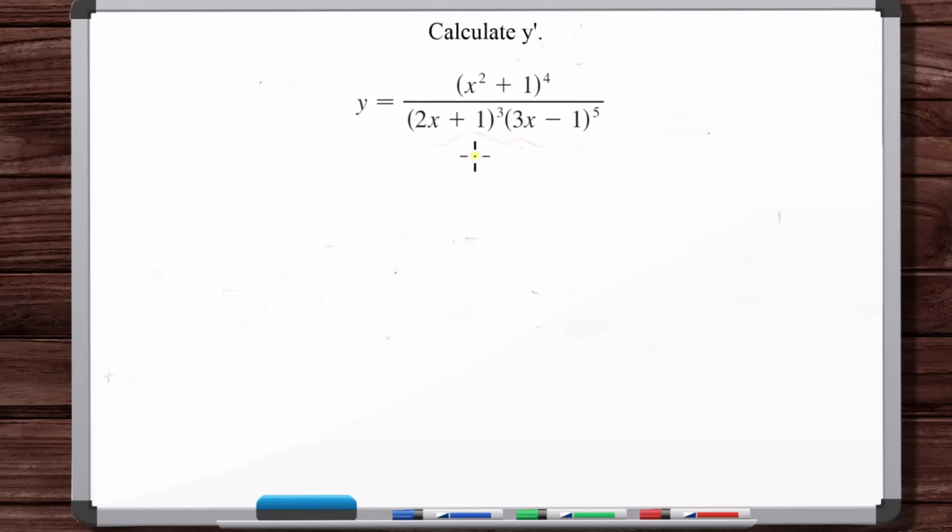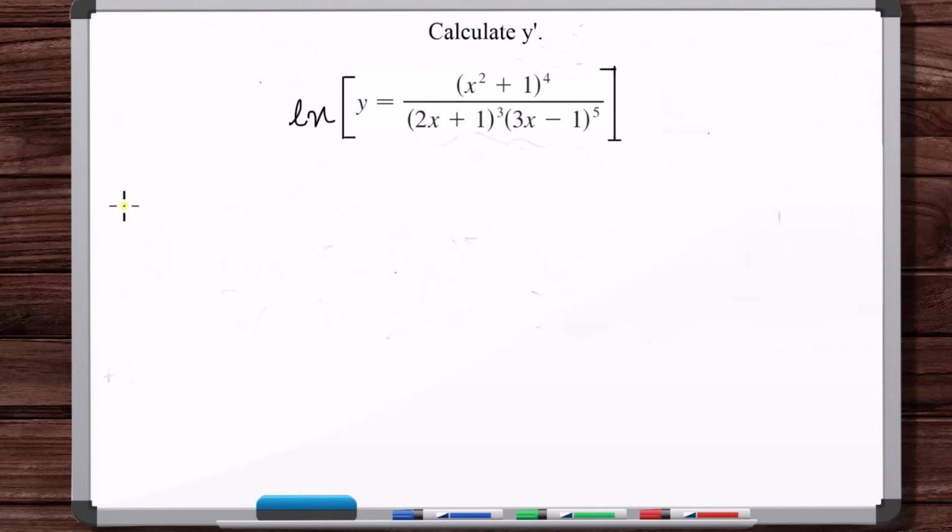You always want to have in the back of your mind the potential of using logarithmic differentiation. This is an ideal type of problem where we want to use logarithmic differentiation, because using the quotient rule or the product rule, we could do it, and it's fine, but it's just going to take a lot of time. But let's do logarithmic differentiation, and you'll see how it makes it much simpler.